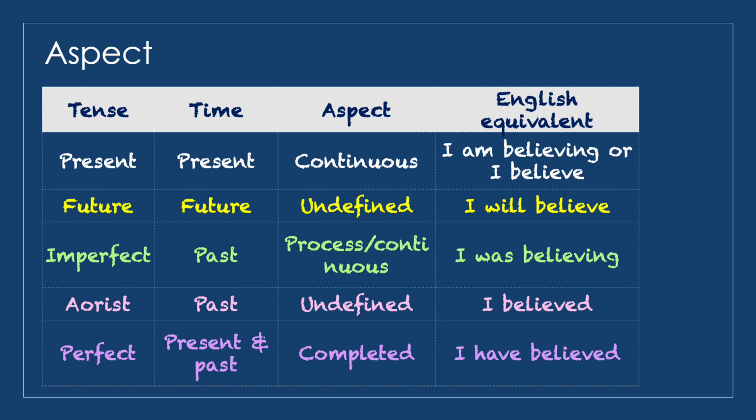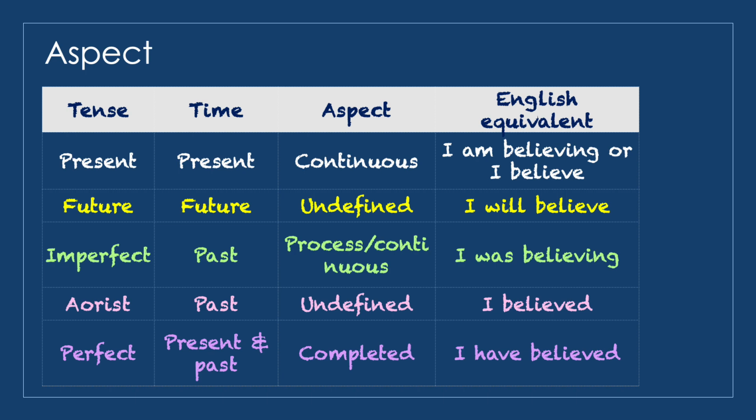The future has no defined aspect. The tense simply puts it into the yet to happen on the events timeline. I will believe. I will be believing. I will believe in future.